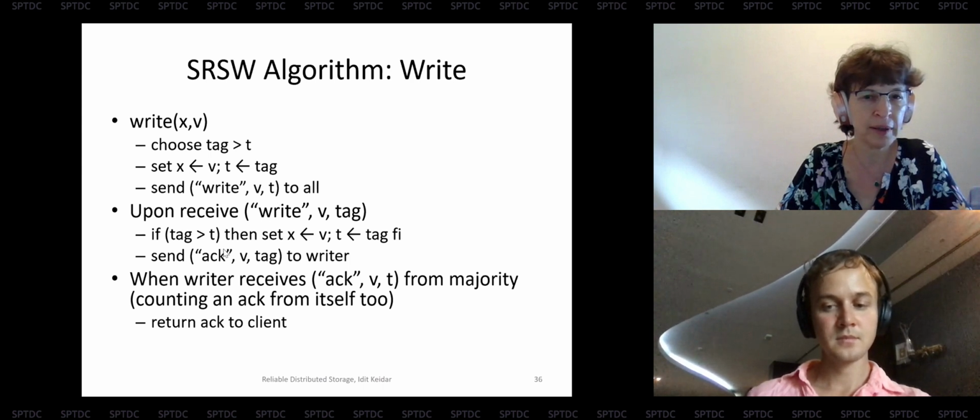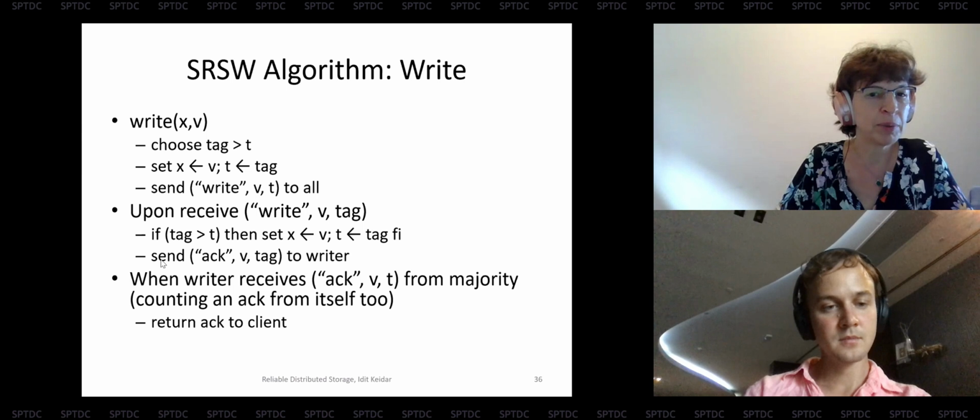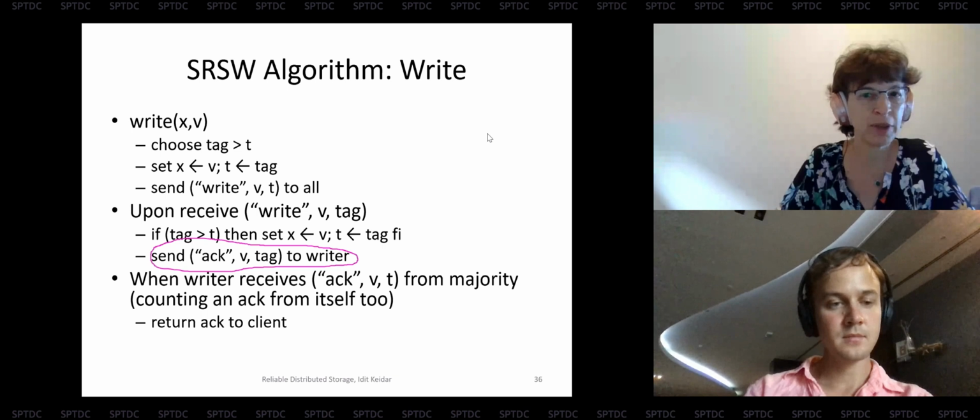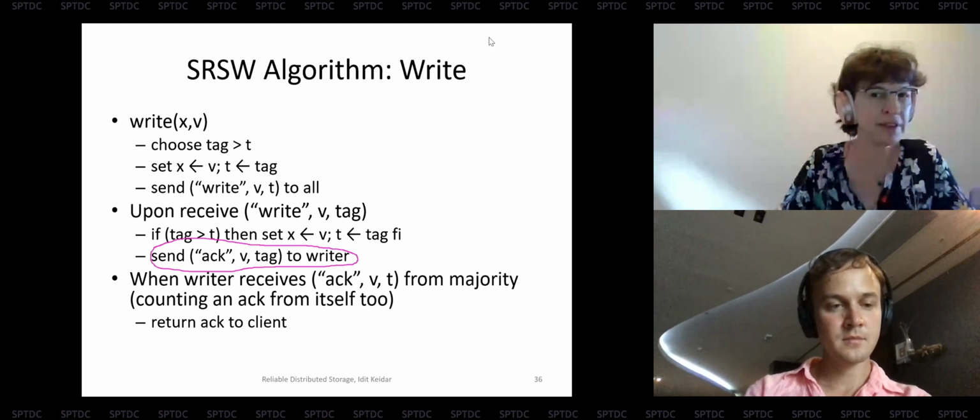And here I want to go back to the algorithm again and point out something. You see, upon receiving a write, the second bullet, the first sub-bullet, if it's new, then we update it. But in any case, we send an ACK, okay? You can see that the ACK is being sent in any case, even if the tag is not new. So this is important. Even if we are not accepting the message, we have to send an ACK.